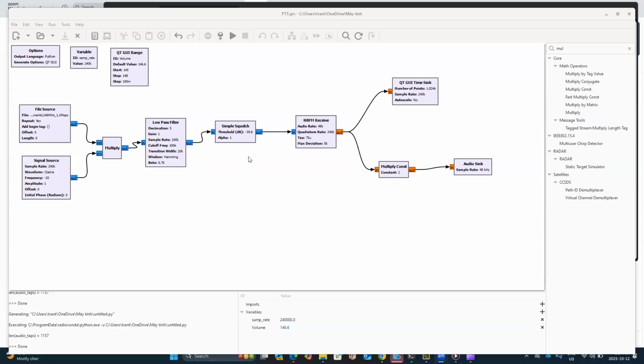So the simple squelch is going to block the noise when no real signal is present. It only passes the signal when its power exceeds the threshold. It's going to give the output to the NBFM receive. So the purpose of the NBFM receive is to demodulate the narrowband FM. It converts the radio frequency signal to the audio.